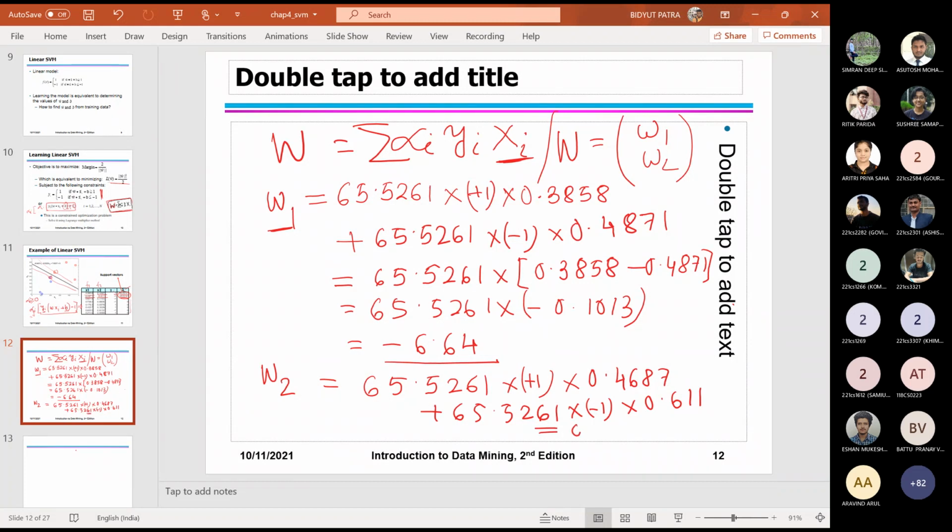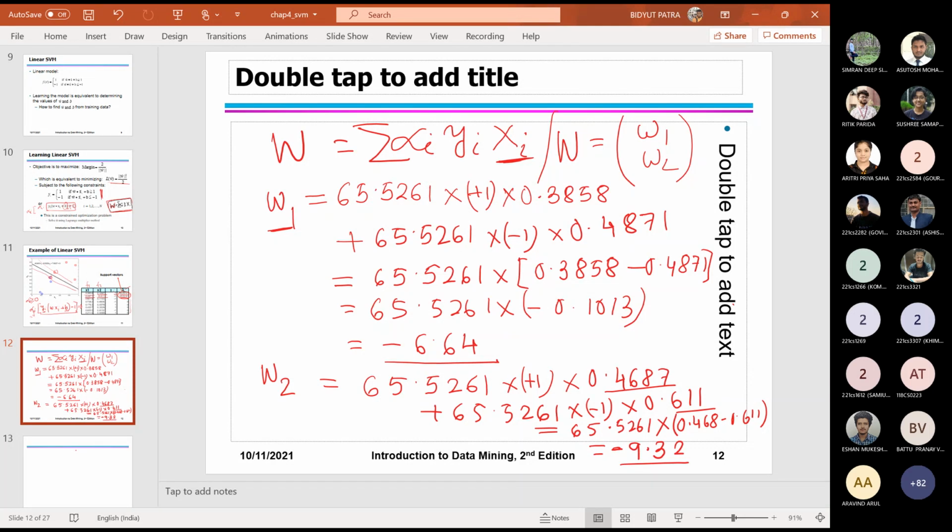So it is 65.5261 into this part, 0.468 minus 0.611. How much is it coming? So it is minus 9.32. It seems correct.